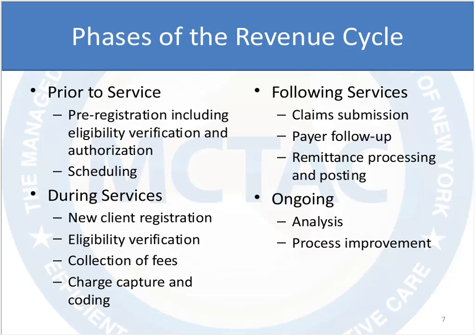So again, a different way to represent different phases. Some folks are more visual, some prefer words. So this is a different way to look at revenue cycle management. You can look at it as something that happens prior to the service, during the service, and then things that happen after the service, and of course, activities that happen ongoing throughout the whole cycle.